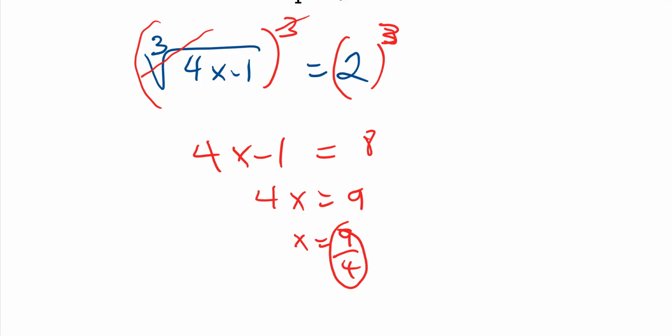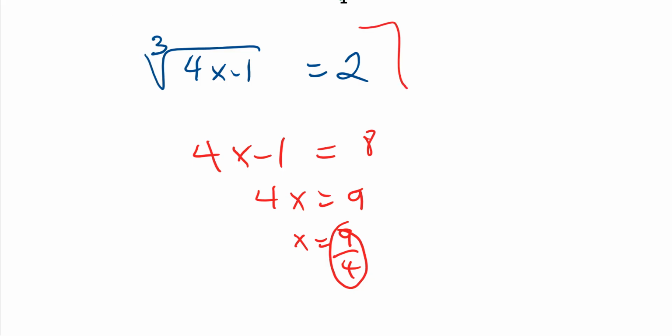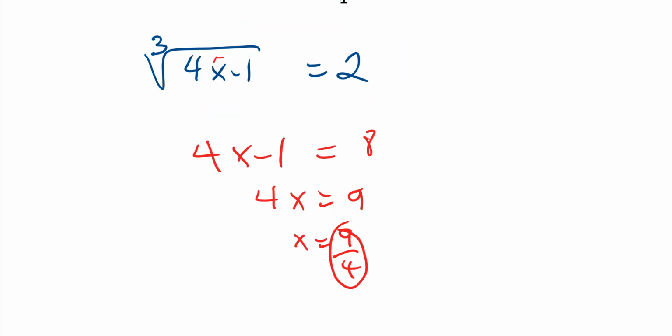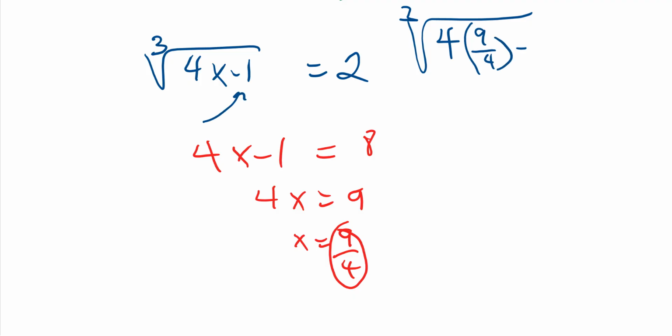So, what do you do? You check your answer. How do you check it? You go back to the original equation, exactly as it was originally written. You plug it in for x and see if it works. So we're going to have the cube root of 4 times, in place of the x, the 9/4. You still have the minus 1 in there. On the other side, you have 2.